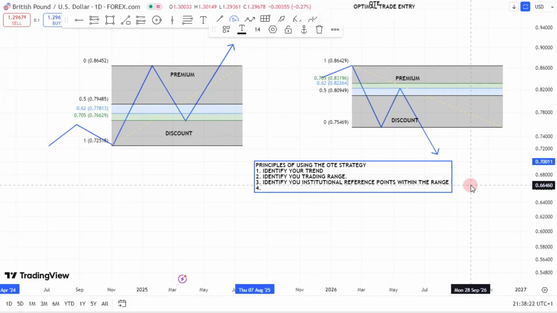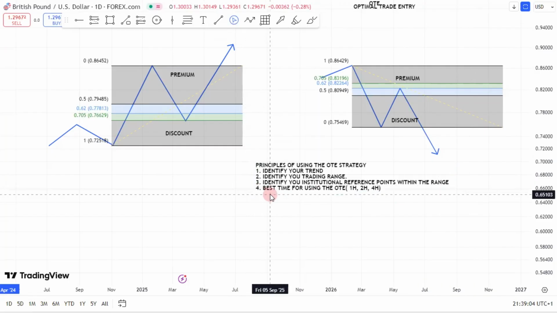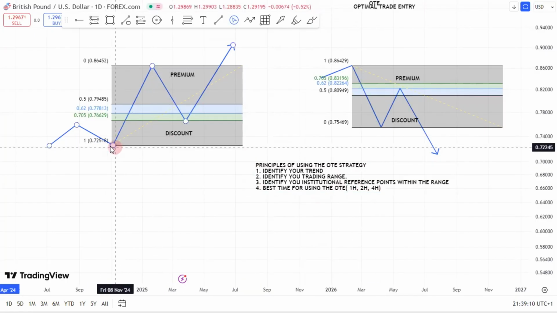You could use 5 minute, 15 minute, but from what I've noticed, OTE works better if you are on the higher time frame. So the best time for using the OTE: use it on the 1H time frame, use it on the 2H and your 4H. So these are the time frames you're supposed to be drawing out your fib.